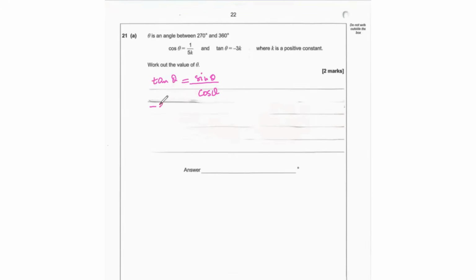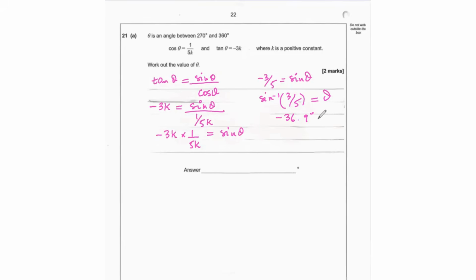Tan theta is negative 3k. Sine theta is something we don't know, but cos theta is 1 over 5k. Cross multiplying, negative 3k times 1 over 5k gives us the value for sine theta, which is negative 3 over 5. So if sine theta is negative 3 over 5, we can plug this into the calculator to find the value of theta, which is negative 36.9.